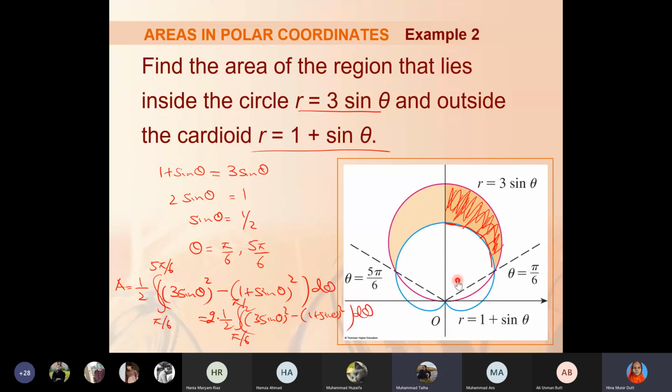At the pole. Origin or pole, but this pole is not seen after simultaneously solving these two equations. This pole is also a solution. This pole lies on this circle as well as on the cardioid. But this pole does not appear in this equation. Why?